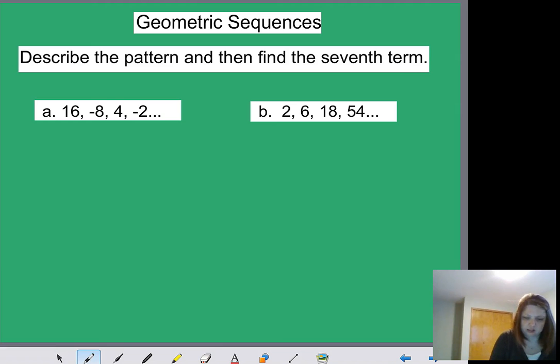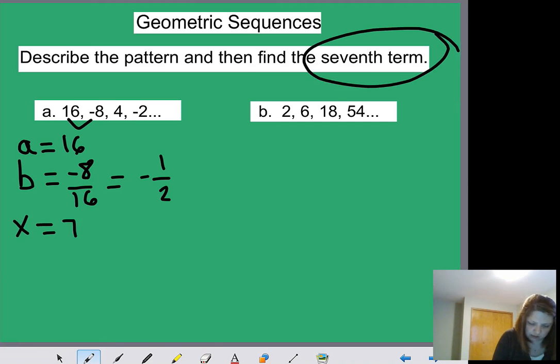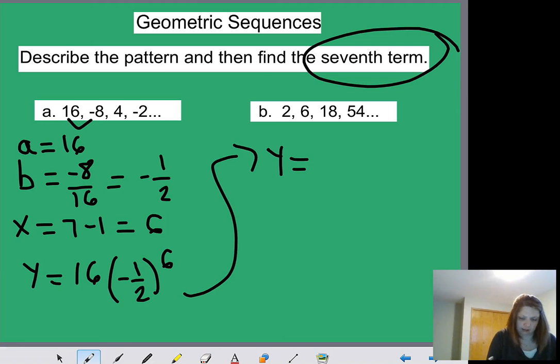So let's take a look at the first one. We said a is 16, b will be the common ratio, which is -8 over 16, which is -1/2, and then x will be 7 minus 1, so x will be 6. Then I'm going to say y is equal to 16 times -1/2 to the 6th power. So I'm going to just continue solving this example quickly.